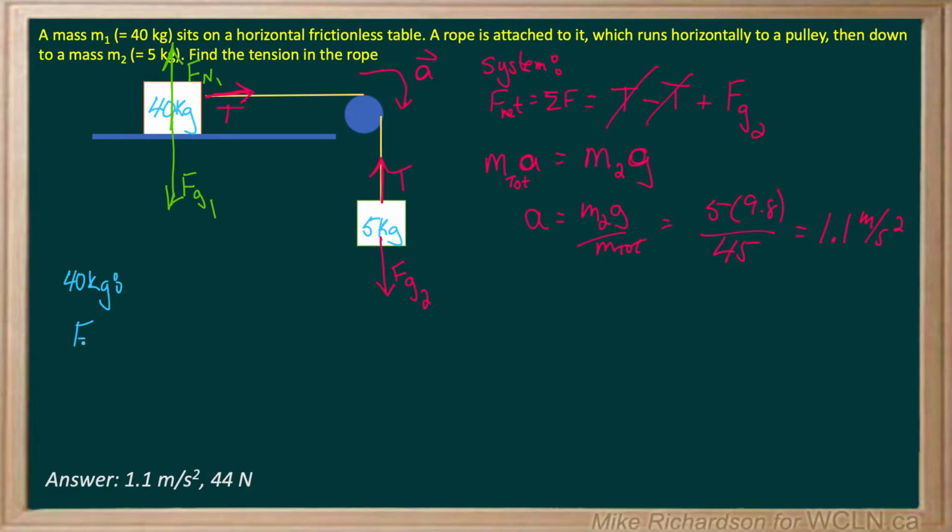I get F net equals, so remember, I'm just looking at this guy, ignoring the rest of the pulley system. The only force that's acting in the direction of motion is tension. So F net is ma. So to solve for T, I just need to know the mass and the acceleration. Well, it's mass 1, because that's the mass I isolated. We know the acceleration. And I end up getting a tension of 44 newtons.